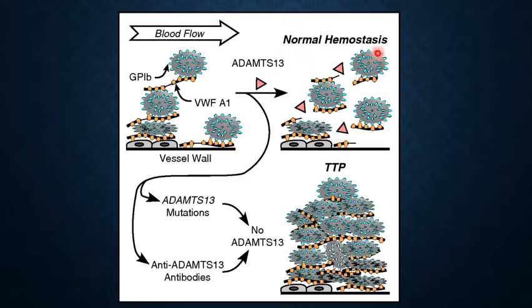This is normal hemostasis. While here, when there is a mutation in ADAMTS13, which is the von Willebrand metalloproteinase enzyme, or there is anti-ADAMTS13, it will lead to the accumulation of von Willebrand factor, because there is no metalloproteinase enzyme to prevent this aggregation, which leads to more aggregation of von Willebrand factor and platelets, which leads to thrombotic thrombocytopenic purpura.